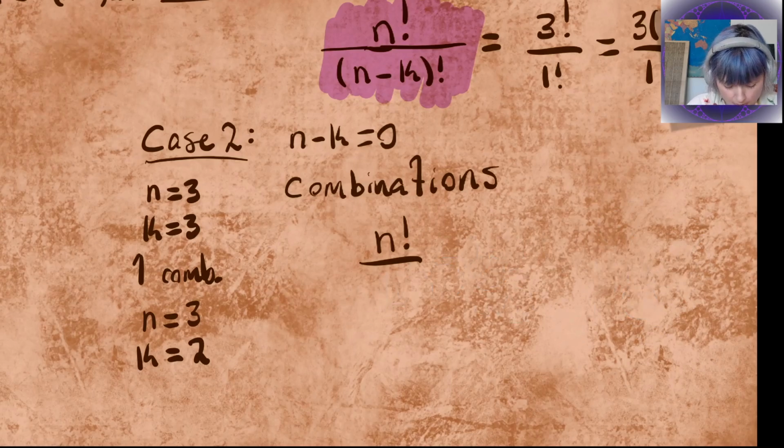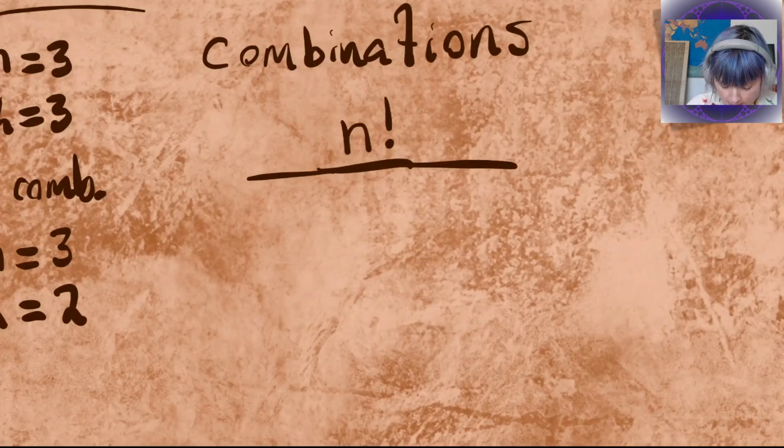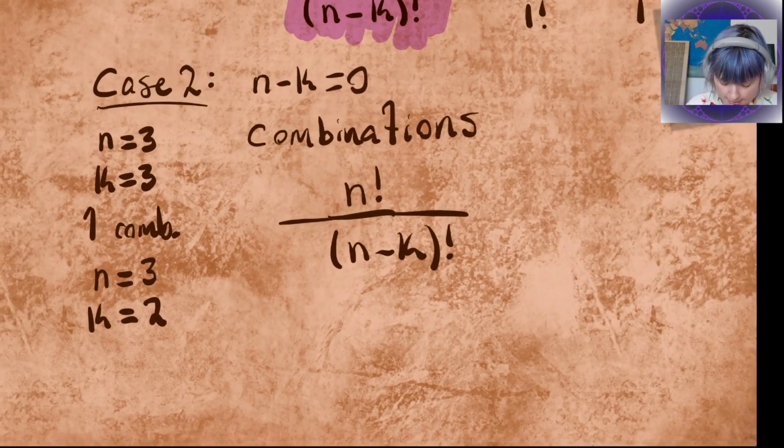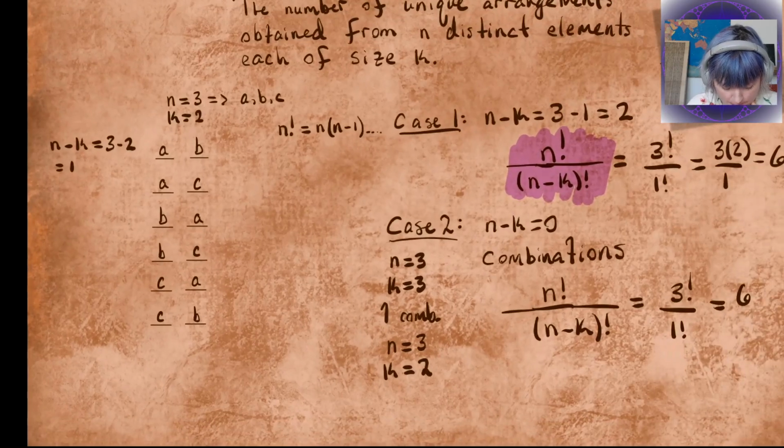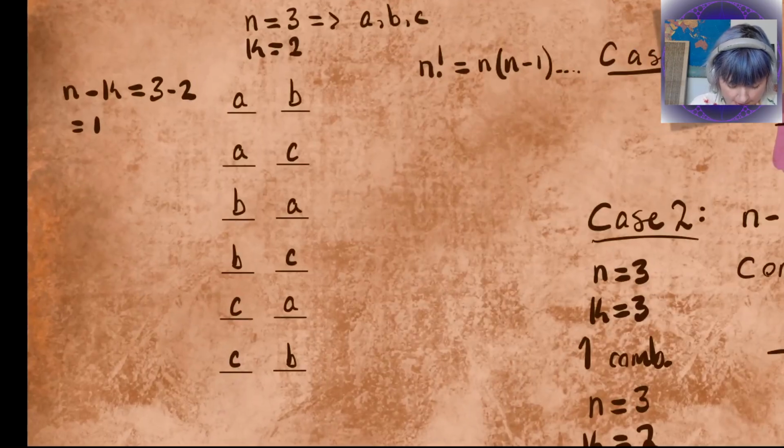So why don't we go with the one that was working for permutations? Let's just take a look and see what happens. In this case, you would have 3 factorial over 1 factorial, and obviously that does work in this case. Well, actually, I'm sorry, it does not work in this case. The reason for that is you have AB here and BA here. So these two are not unique. If we're looking at combinations, then this doesn't work.